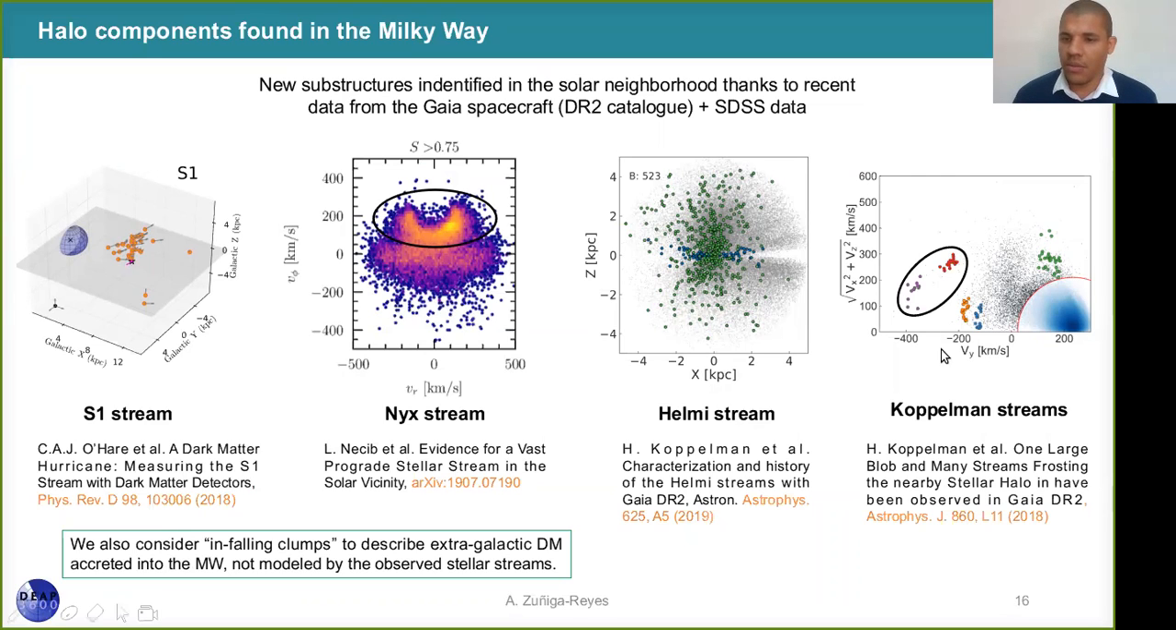And the last stream is Koppelman, a group of stars that have a higher velocity, and they are also reported in the literature. In addition, we also consider a generic model of infalling clumps. We use this in order to describe some extragalactic dark matter component that could be accreted in the Milky Way, but they are not modeled following the observed stars.